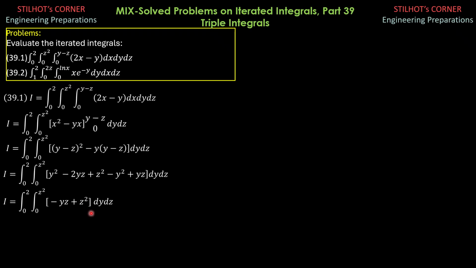Integrating next with respect to y, we have here the integral 0 to 2 of quantity negative y squared over 2 times z plus z squared y from 0 to z squared dz. So substituting, this is z to the 4th times z, so negative z to the 5th over 2, integral 0 to 2, then plus z cubed, minus the lower limit 0.